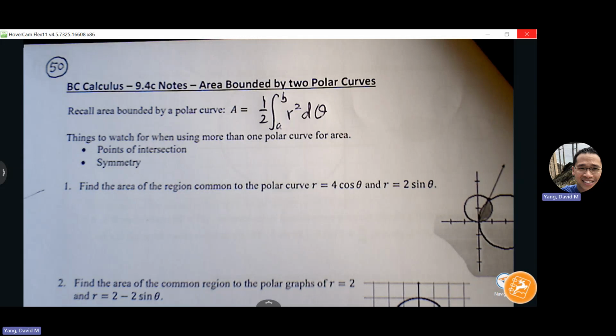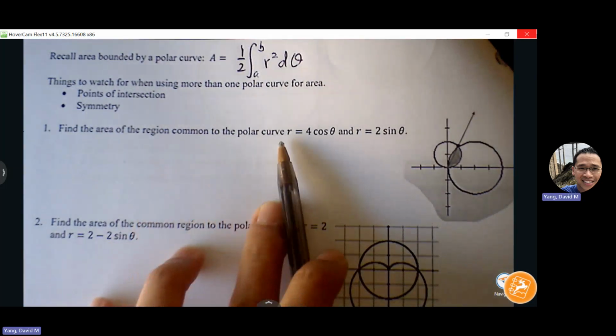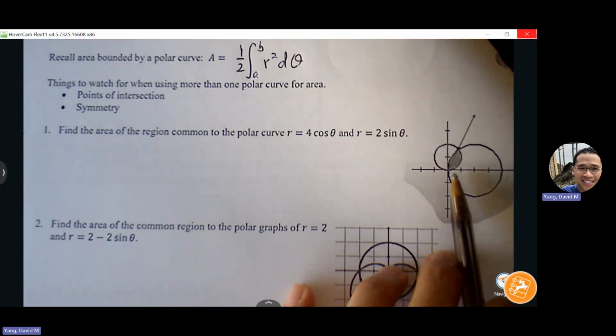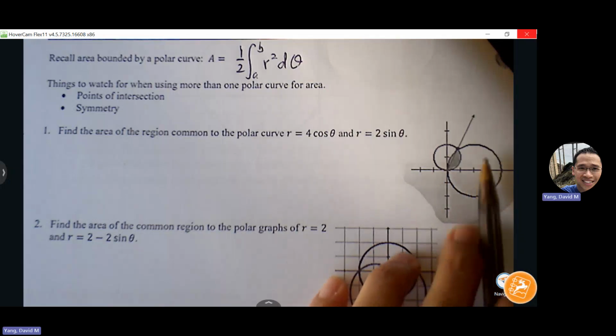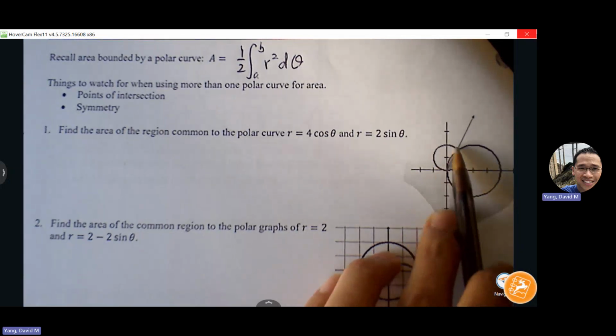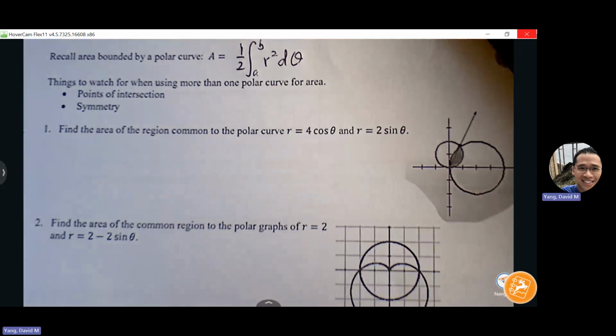So I want to show you, when it says part number 1 here, find the area of the region bounded by the polar curve r equals 4 cosine theta. That's going to be this larger circle, with a diameter of 4, symmetric to the x-axis, and r equals 2 sine theta, which is symmetric to the y-axis. The way that we build out our area is a very specific way. We have to radiate from the origin, and it's always going to create these sector regions, these kind of wedges. So that's the way that we want to build it.